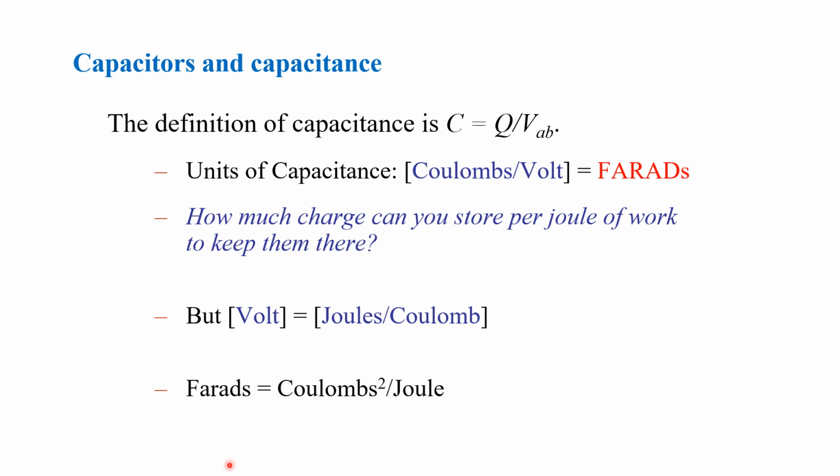So you have here again your capacitance. And what's the unit of capacitance? It's in farads. Your Q is in coulombs, and your V_AB, or potential difference, is in volts. So the unit of capacitance is the farad. It tells you how much charge you can store per joule of work to keep them there. But remember that a volt is equal to joules per coulomb. So that means your farad is also equal to coulomb squared per joule.